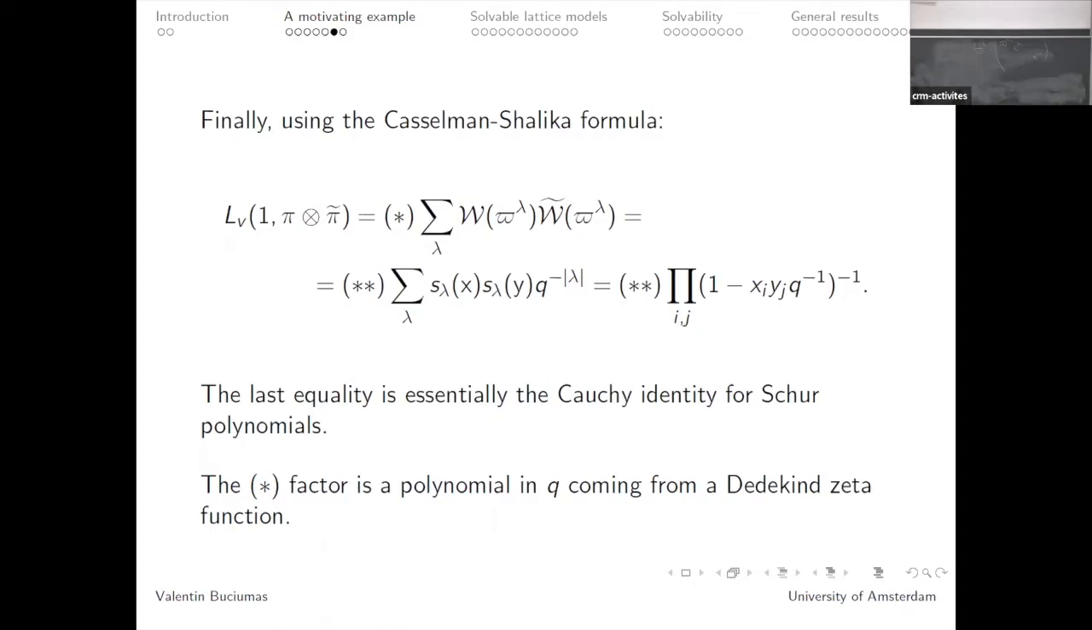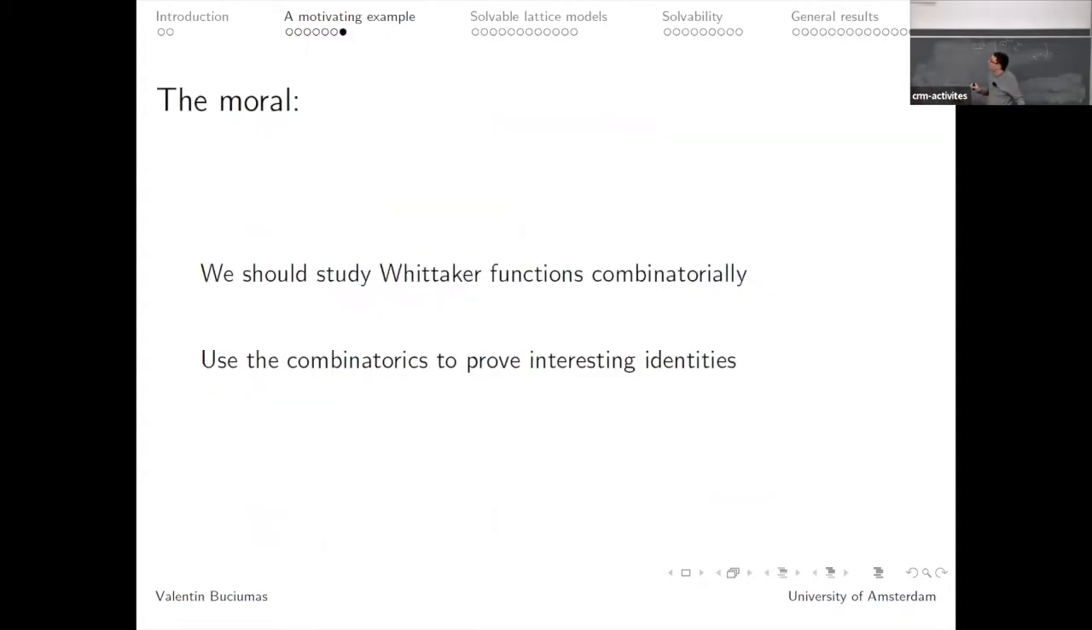But what I want to point your attention to is that in this computation, two things were important. The Whittaker function appeared, and I wanted to understand its values on these diagonal elements. And then I wanted to understand how to compute this sum, which just happened to be easily computable using the Cauchy identity. So the moral from this first section is that we should study Whittaker functions combinatorially, and we should use combinatorics to prove interesting identities. And one way to study Whittaker functions combinatorially is to use lattice models. Any questions before I go to lattice models?